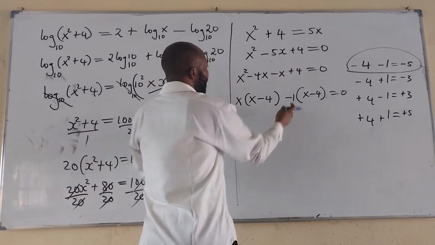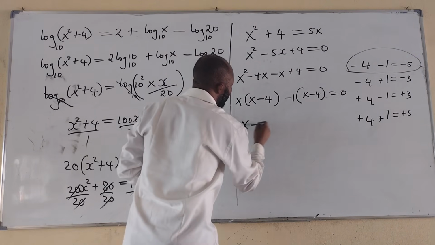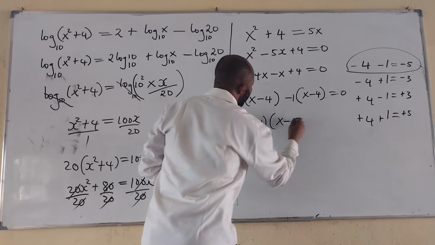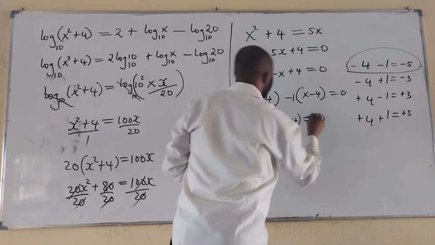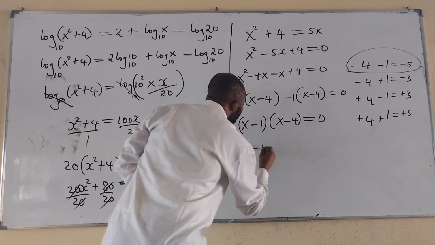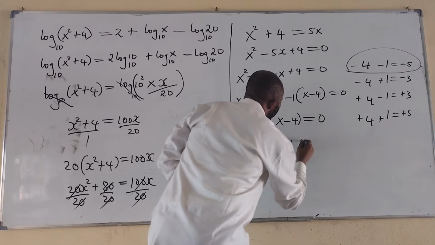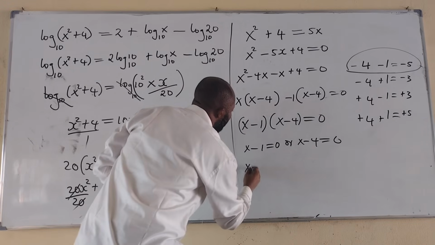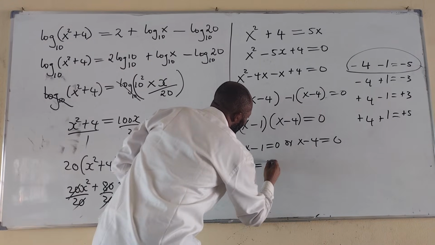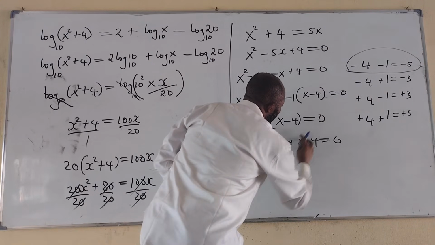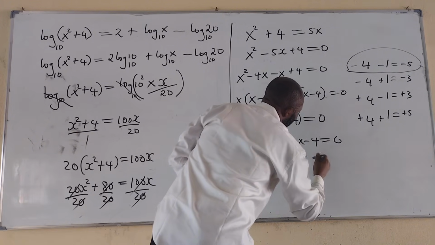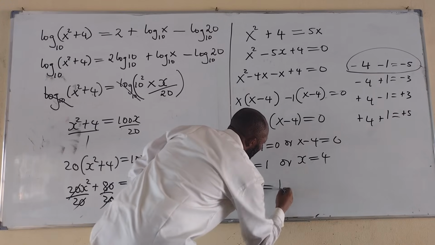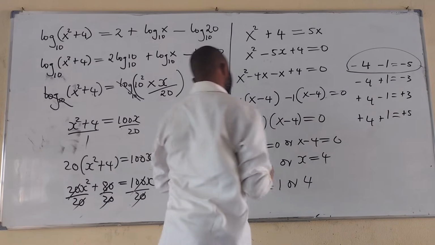So now I bring out the variables outside, which is x minus 1, and the ones inside which are the same, which is x minus 4. All this equals 0. Therefore, x minus 1 equals 0 or x minus 4 equals 0. If that is true, this one crossover becomes plus 1, or this one crossover becomes plus 4. So our answer x is equal to 1 or 4.